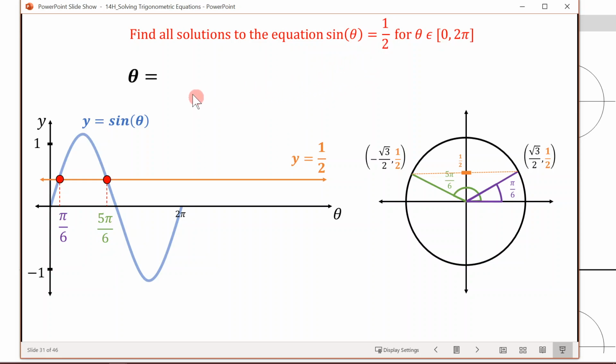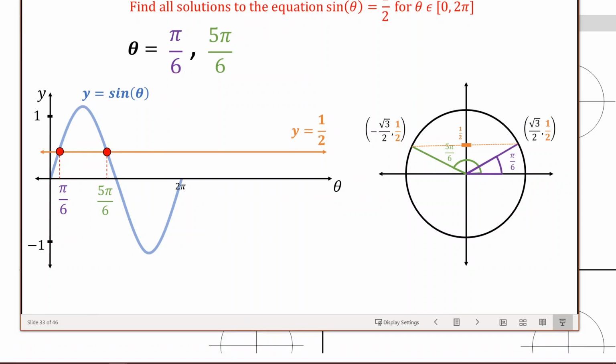So the final thing that you do here, the way that you write your answer, is saying theta is equal to, and then you write pi on 6 and 5 pi on 6. And that's really what we're doing here. That's the technique that we're using to answer these questions. We're going to be going through that a lot more in depth now, so let's go through it.